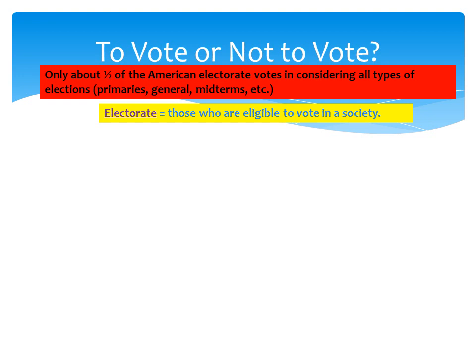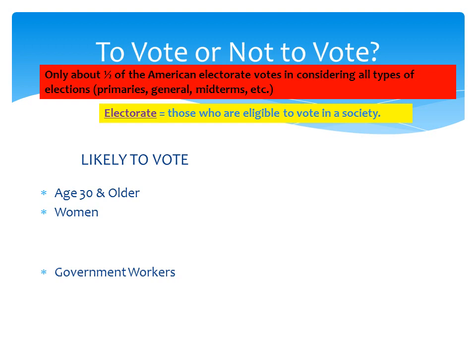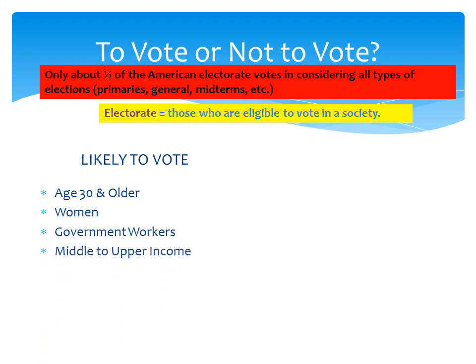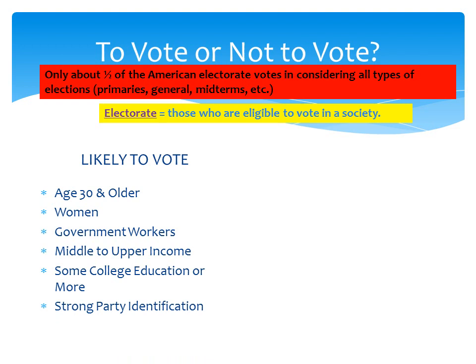Demographically, there are certain groups of people who are more likely to vote versus those who are not as likely to vote. The likely to vote category includes people who are 30 and older, women, government workers, middle to upper income Americans, people with some college education or more, and those who feel a strong party identification.